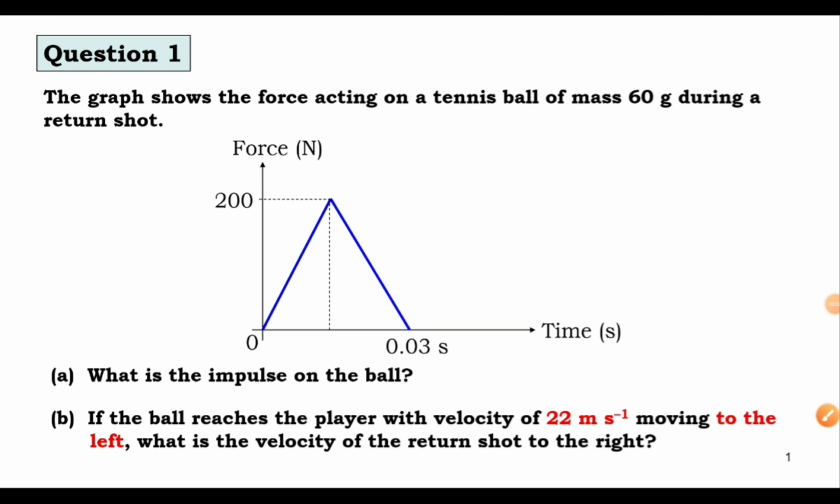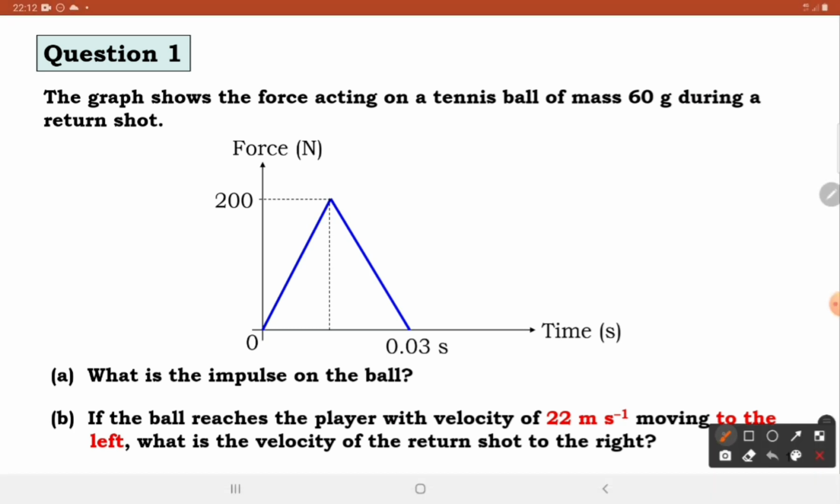Question 1. The graph shows the force acting on a tennis ball of mass 60 grams during a return shot. What is the impulse on the ball? To calculate the impulse on the ball, find the area under the F-t graph. Looking at the shaded area, the area under the graph is the area of a triangle. So J is equal to 1/2 times 0.03 times 200. Finally, you will get the value of impulse in units of Newton second.